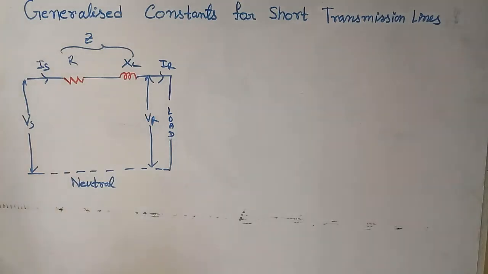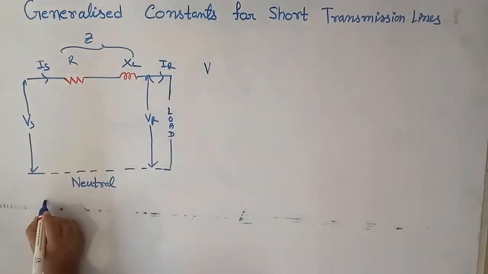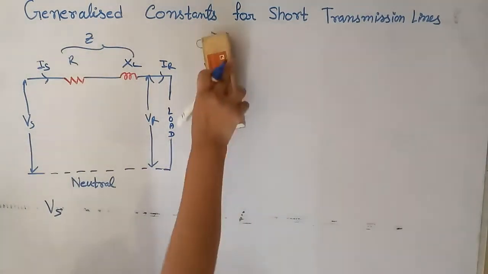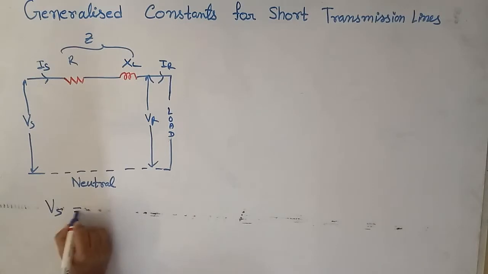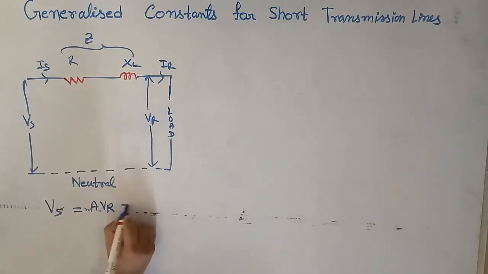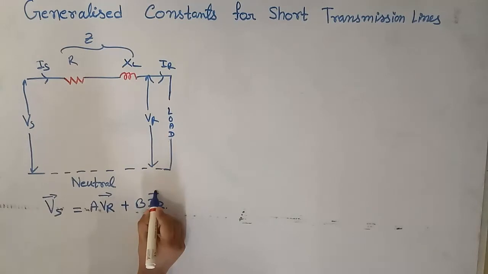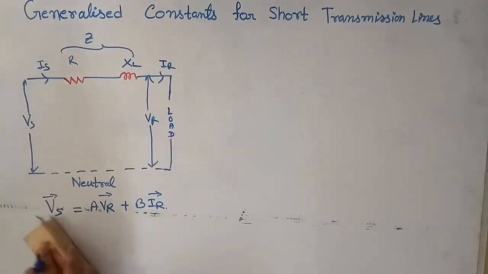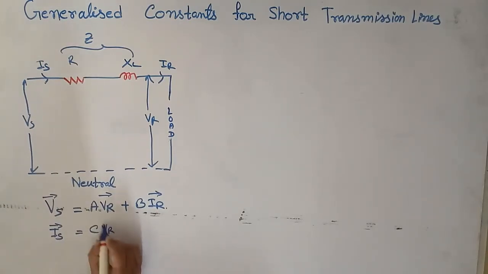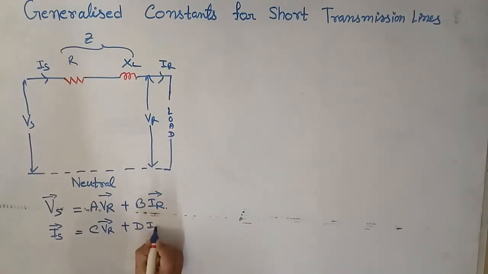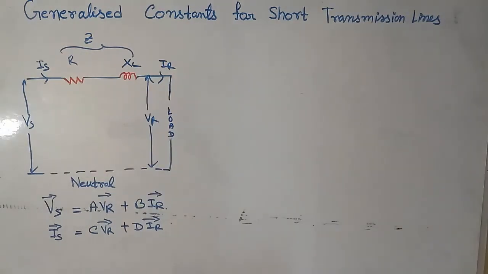As stated previously, the sending end voltage Vs and sending end current Is of a transmission line can be expressed as Vs equals A Vr plus B Ir and Is equals C Vr plus D Ir. First we find generalized constants for short transmission line.